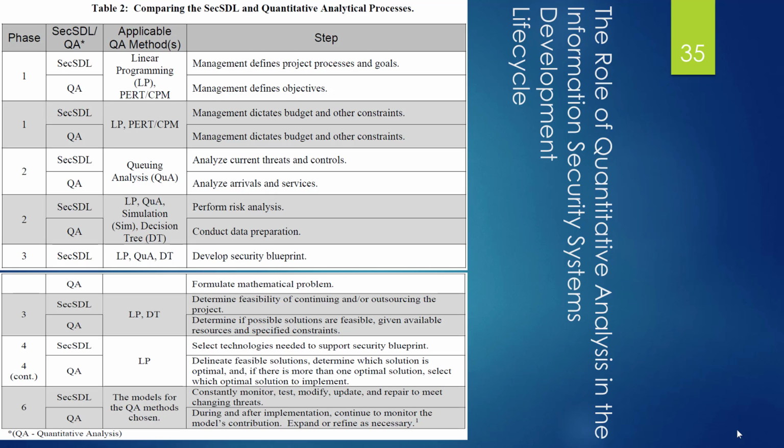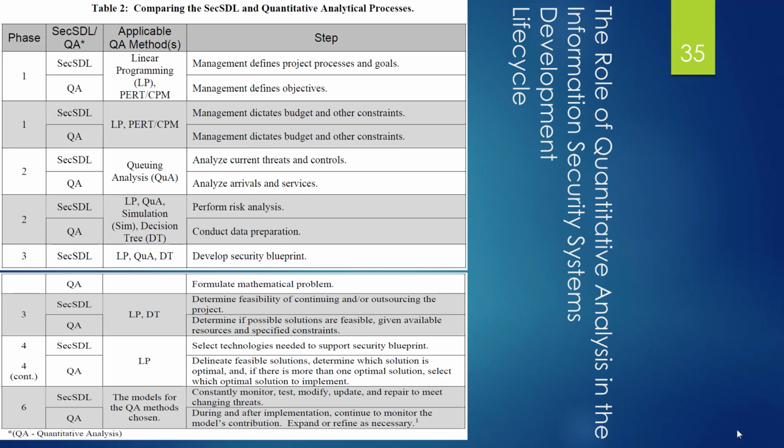As you move into phase 2, analysis, you're going to have to look at current threats, controls, and then arrival and potential services. This particularly applies when you're looking at availability. What the author suggests is that queuing theory, as well as simulation, linear programming, and decision trees, are going to assist in phase 2. Part of that is doing the risk analysis, but again, all of those make logical sense.